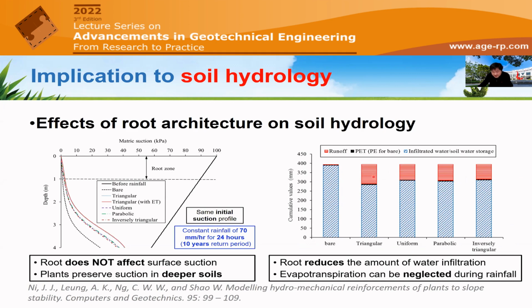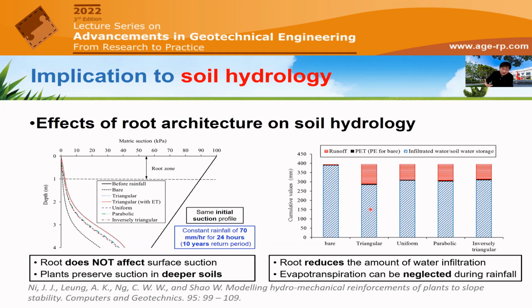And quite interestingly, I would say, the evapotranspiration, represented by the black shaded region here, is very little, even though the plant exists during this 24 hours of rainfall. So in other words, during this one day of rainfall, the amount of water evapotranspirated to the atmosphere is very little compared to the infiltration.